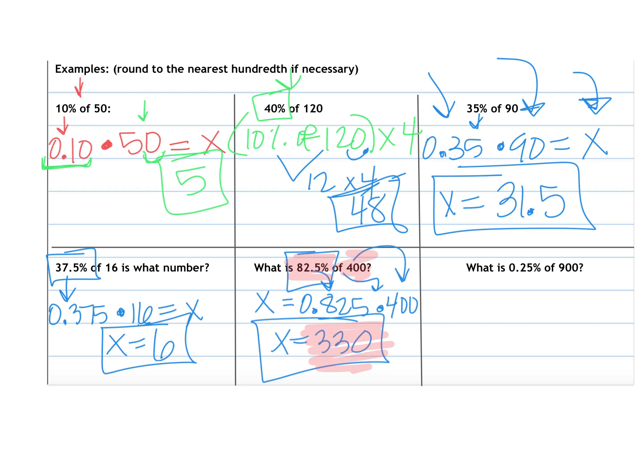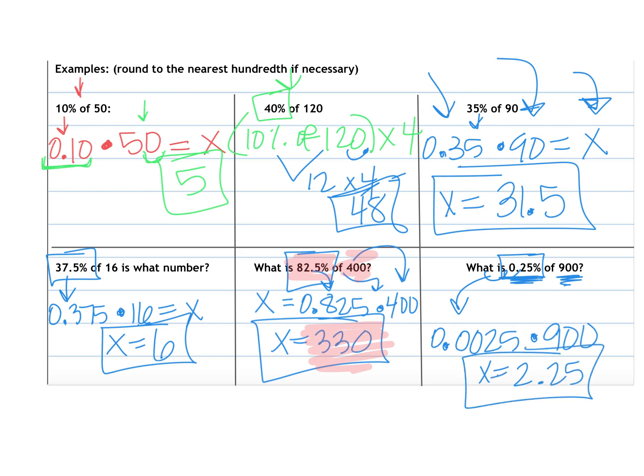Okay, and then our last one for this page, what is 0.25% of 900? This is less than 1% of 900, which means my answer is going to be very, very small compared to 900. So let's write that as a decimal, 0.0025, because we go 1, 2. Times 900, 0.0025 times 900 gets me 2 and 25 hundredths.